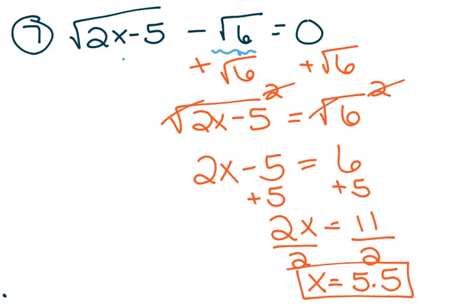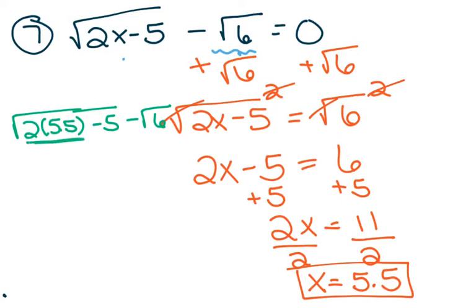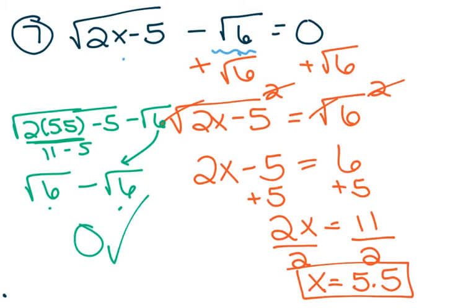Okay, so this would read 2 times 5.5 underneath here, minus 5, minus the square root of 6, and it's all supposed to equal 0. So I know that 2 times 5.5 is 11. 11 minus 5, well, that's 6. So I'm at the square root of 6 minus this square root of 6. Well, those are identical. So yes, if I subtracted them, I would get 0. So it does check. We're good to go.